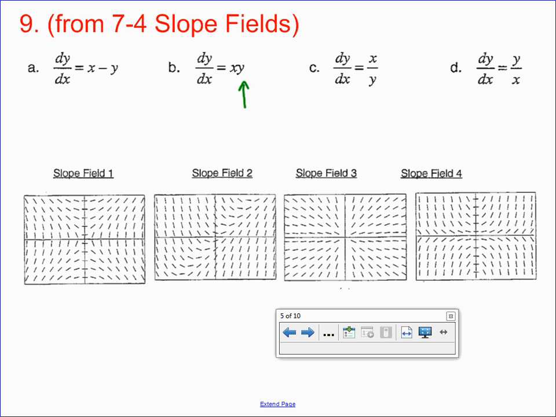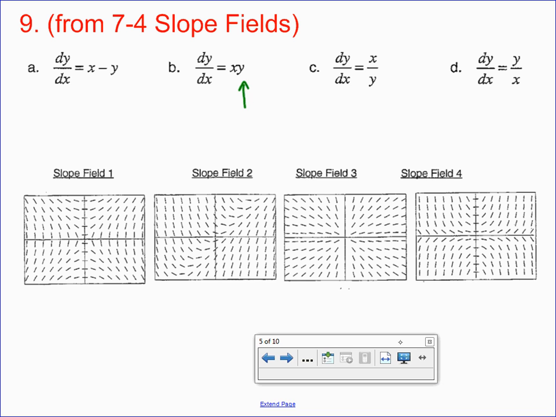Furthermore, when x and y are both positive, we've got positive slopes. When x and y are both negative, negative times negative is a positive slope. When one of the coordinates is negative but the other is positive, we have negative slopes. And when x is positive and y is negative, we've got negative slopes. Does everybody see that? When we put it all together, it looks like B is going to have to be 4. Is that right? So number 4 matches B.